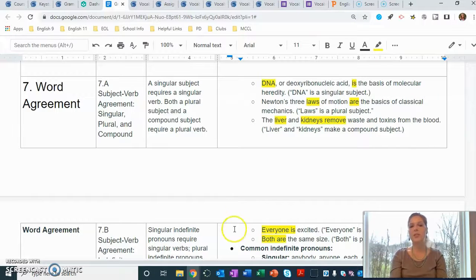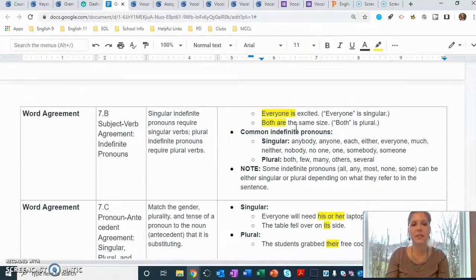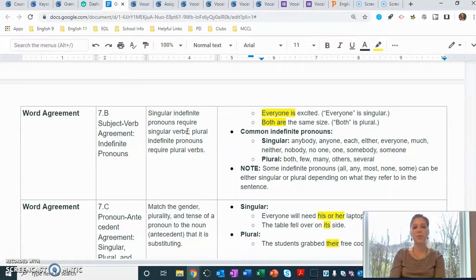Or a compound subject such as the liver and kidneys, because they both do the verb, so you would use the plural verb remove. They remove. Because you can restate that with the word they instead of it. Because instead you just say the liver removes, the kidneys remove, well, kidneys is plural. The liver removes. Alright, as a note, singular indefinite pronouns always require a singular verb, plural indefinite pronouns always require a plural verb.